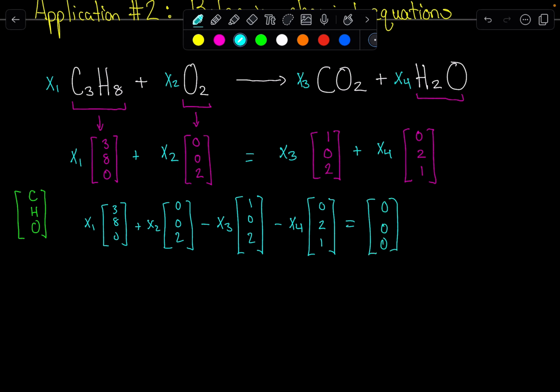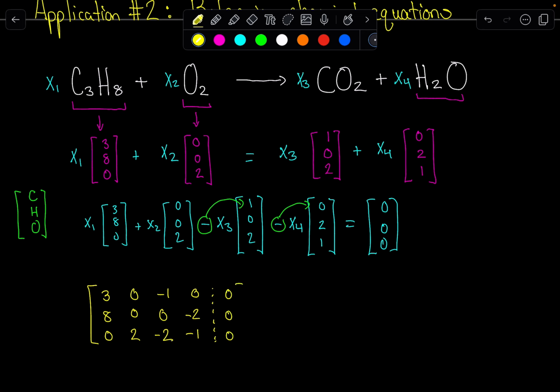And again, at this point, we have a vector equation, or again, you can think about it as a system of equations, but here, it actually may be more convenient to just notice that we have a vector equation. I could put this negative sign inside of this vector. I can put this negative sign inside this vector here. And what we're basically going to create is the matrix equation, where we have 3, 8, 0, 0, 0, 2, negative 1, 0, negative 2, and then 0, negative 2, negative 1, with 0, 0, 0 here.